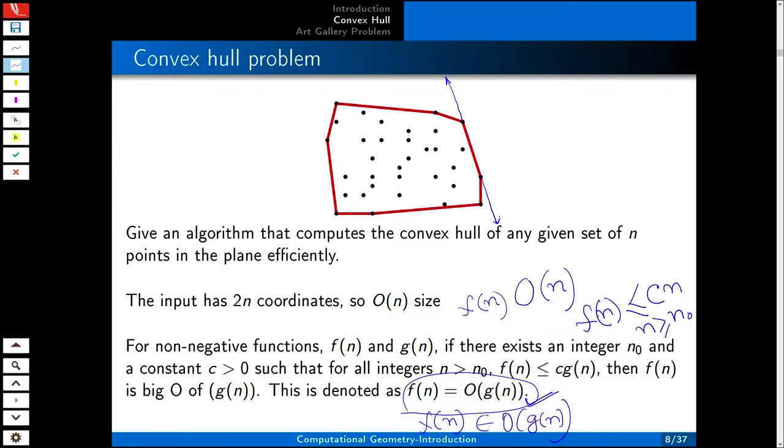I'm assuming a general position assumption that no 3 points are collinear, no 4 points are co-circular. That can be handled, not a big issue. But the key property is a line passing through 2 points is a supporting line if and only if all the given points are on one side of that line. Are you with me till now? Very nice.